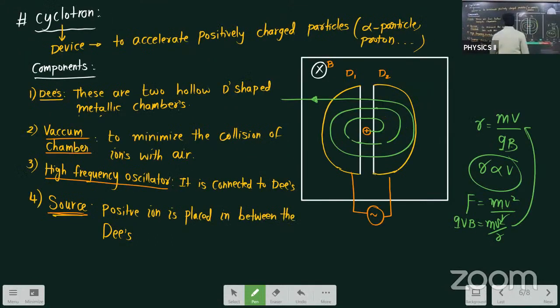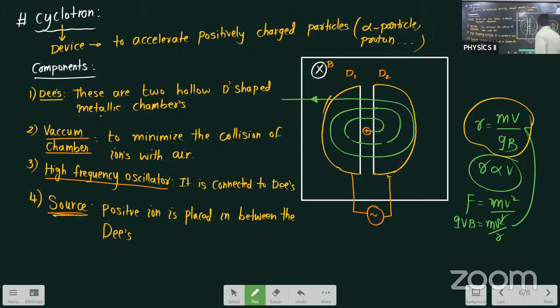Then we discussed another important concept from moving charges and magnetism: the cyclotron. Cyclotron is a device used to accelerate positively charged particles. It consists of a source, a high frequency oscillator, a vacuum chamber, and the dees. The oscillator alternates the voltages. Sometimes it makes the plate D2 positive, and sometimes negative, such that due to the electric field, the charge moves towards D1 and D2, and inside the dees there is a magnetic field due to which it makes a circular motion. As the velocity increases, the radius will also increase. We know that from the relation R = mv/qB.